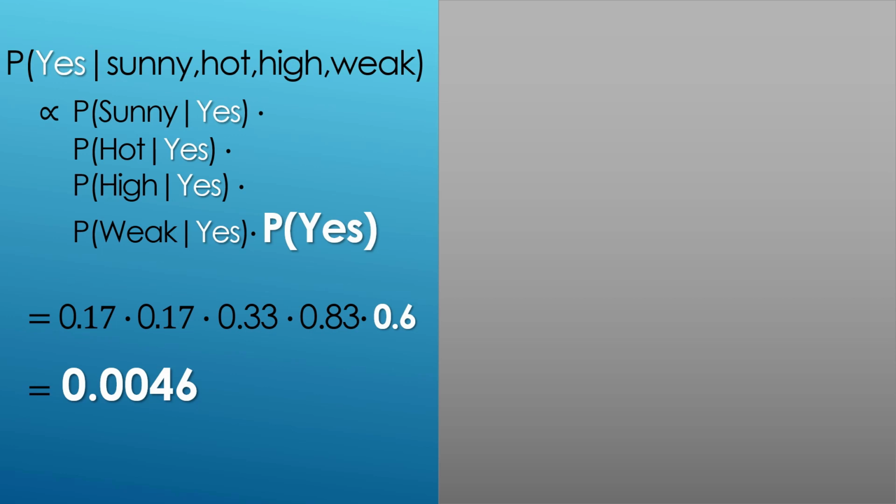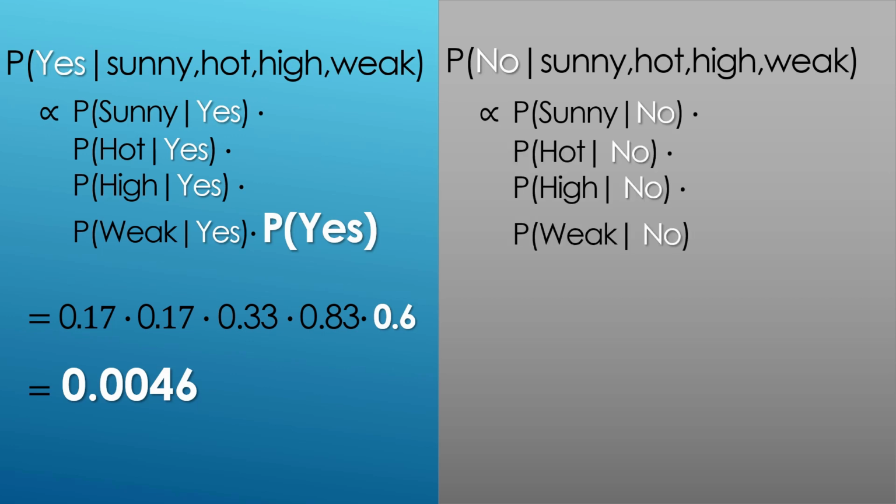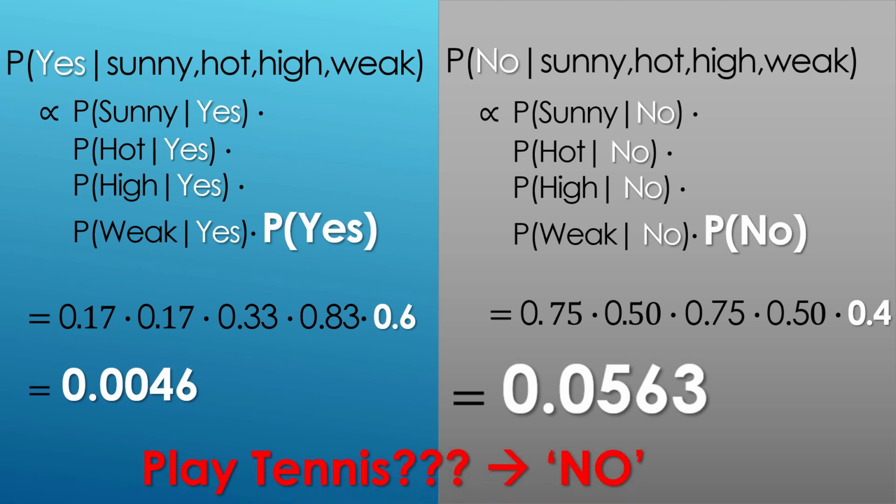Now same way we can calculate for the prior no, and what is the posterior for the no. So probability of no given sunny, hot, high, weak is proportional to P sunny given no, probability of hot given no, probability high given no, probability weak given no, multiplied by the prior probability of no. So that comes around 0.75, 0.5, 0.75, 0.5 and 0.4, and we get the value 0.0563. We can see that this value is bigger than the value for yes. So we get our answer, play is no. If we get this condition, it will be classified as no, because the posterior for no is bigger than the posterior for yes given the condition. So that's how we classify.